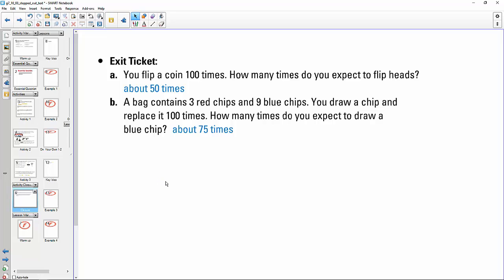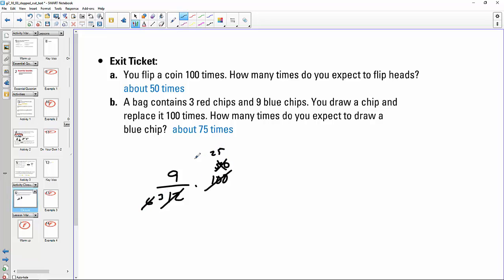Let's just say 9 over a total of 12, times 100. I reduce these things here, so I'll have 6 and 50. Could probably pull out a 2, so I have 3 and 25.